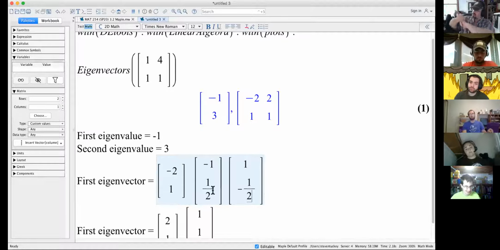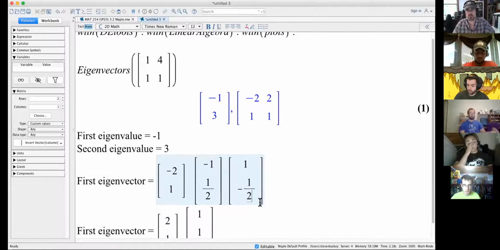Remember, it just needs to point along the same line. And whether you're pointed this way or that way, it's the same line. The direction matters, not how long that arrow is. So this is where it gets a little strange, right? All of these vectors are equivalent.